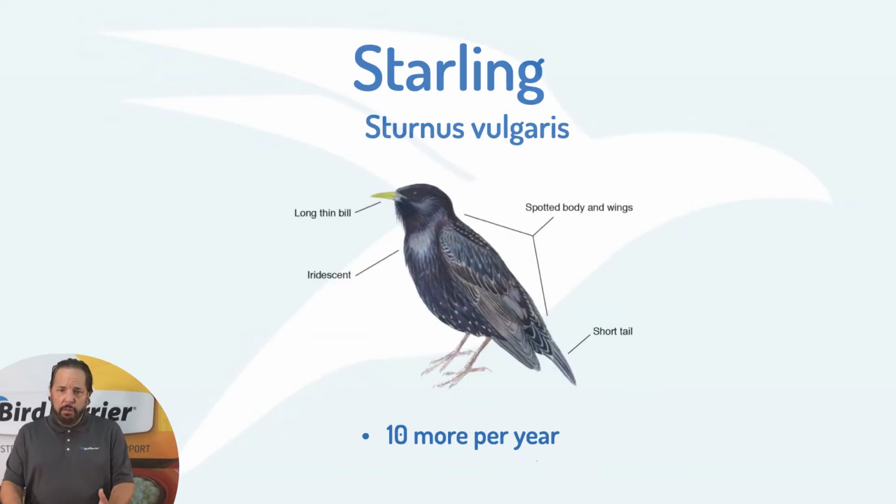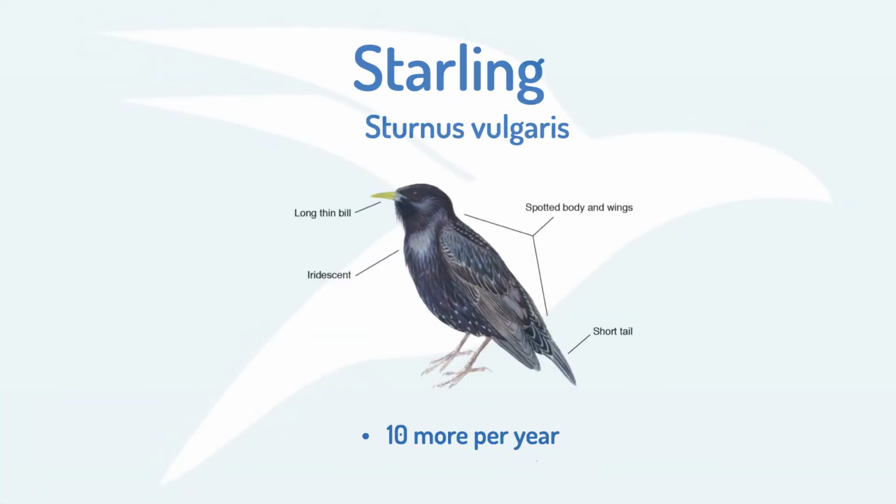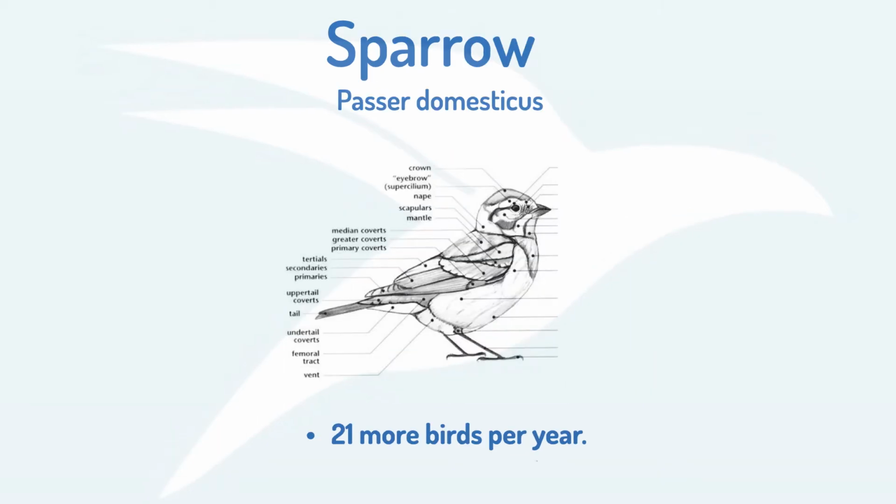Now, the next bird is the starling. The starling is another common pest bird. Most importantly, it is a non-native species. It's not protected, okay? And then the third bird are sparrows.